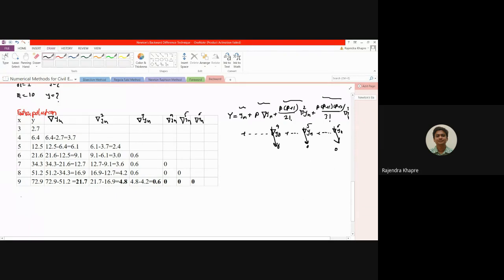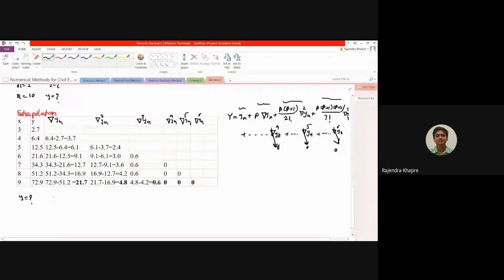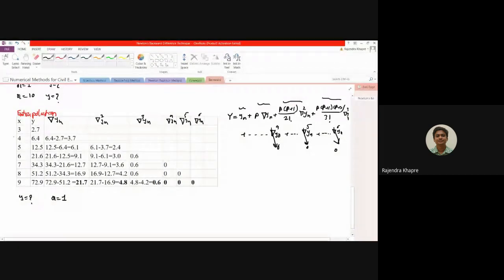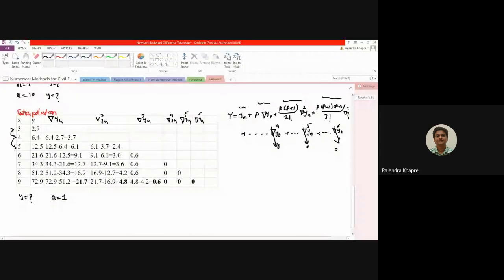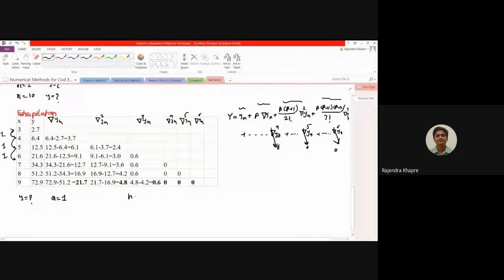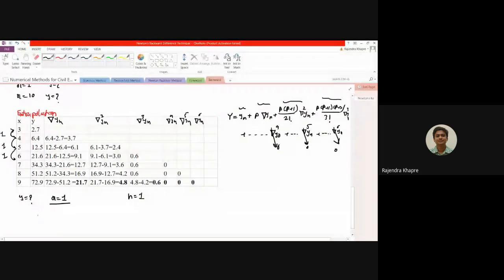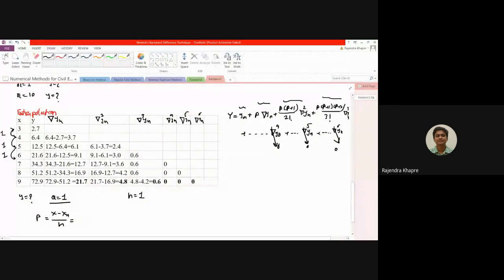So now I am interested in what the value of y is when the x value is 1. In this particular case, if you see the distance between two consecutive values of x, it is nothing but 1. So every time the h value is basically 1. Now as far as your p is concerned, when I'm talking about x equals to 1, your p equation is nothing but x minus xn divided by h. So x is the current value whose y we have to find, so this will be 1 minus xn.